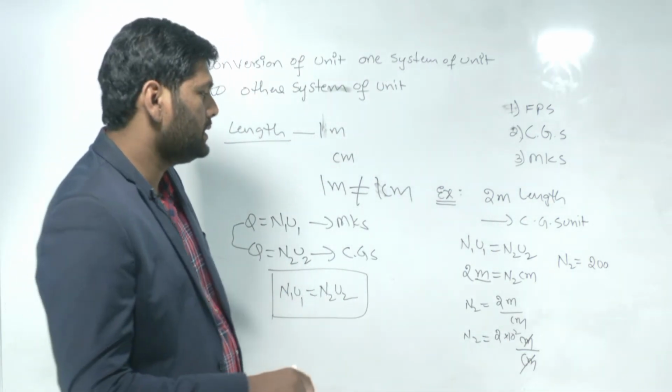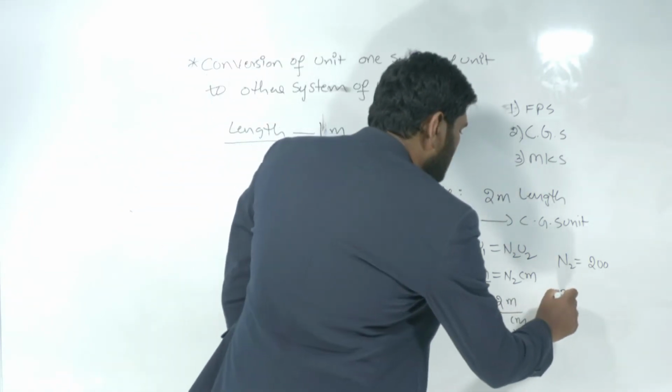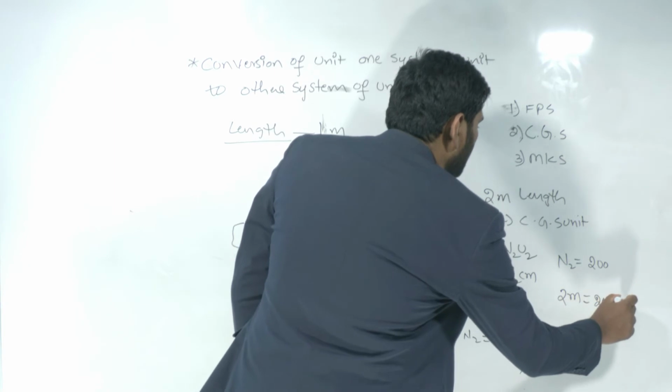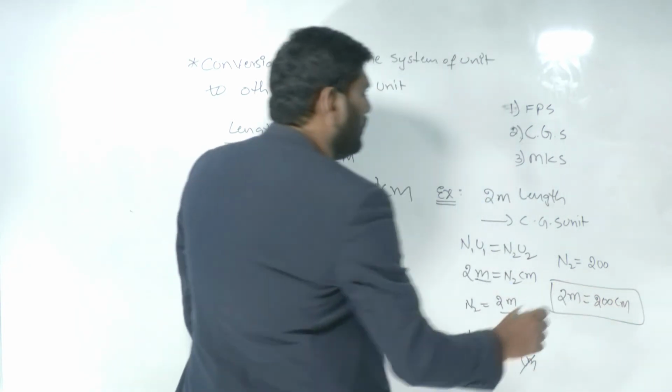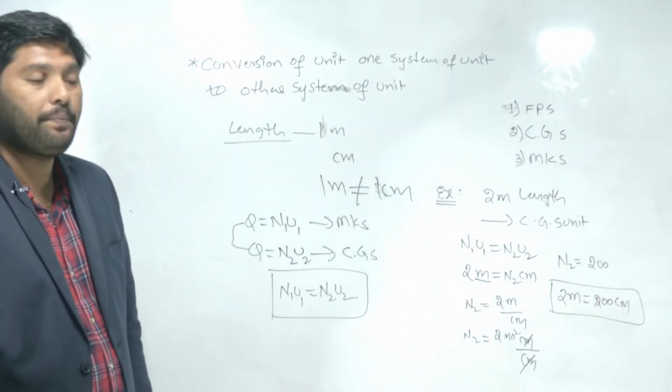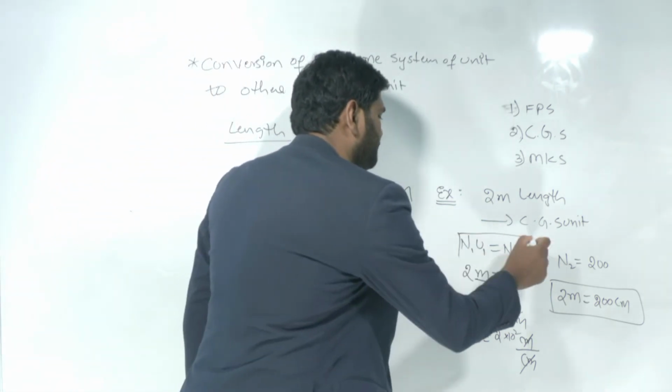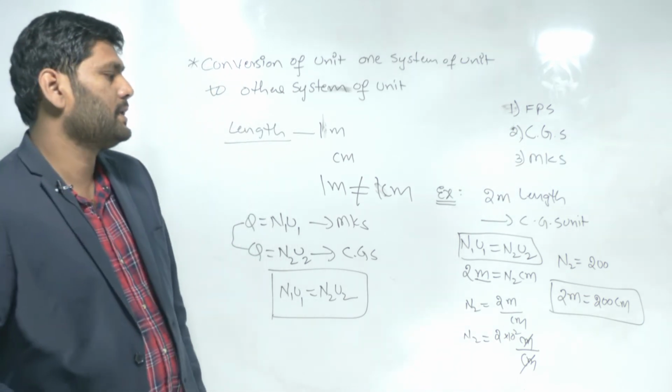Now, how do you write it here? 2 meters must be equal to 200 centimeter. This is the way we can write. We can express it, we can use this formula simply. Got it? So this is how we can use it.